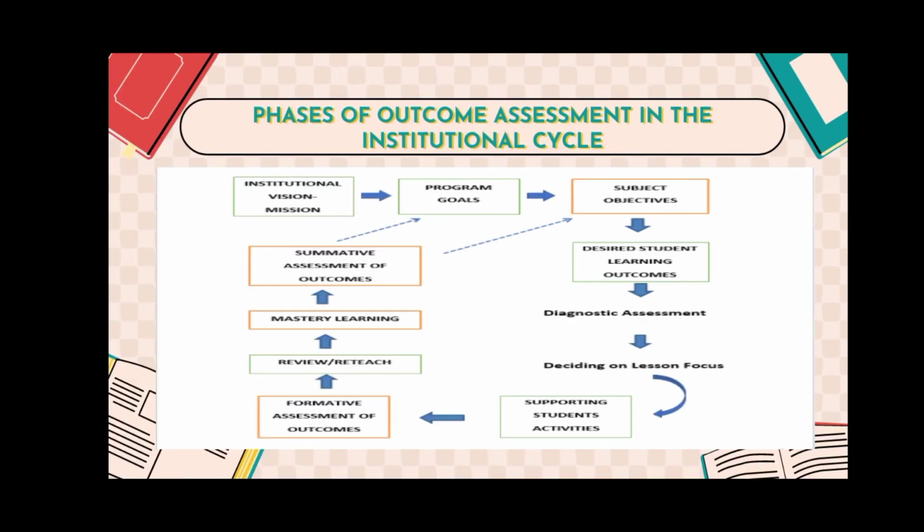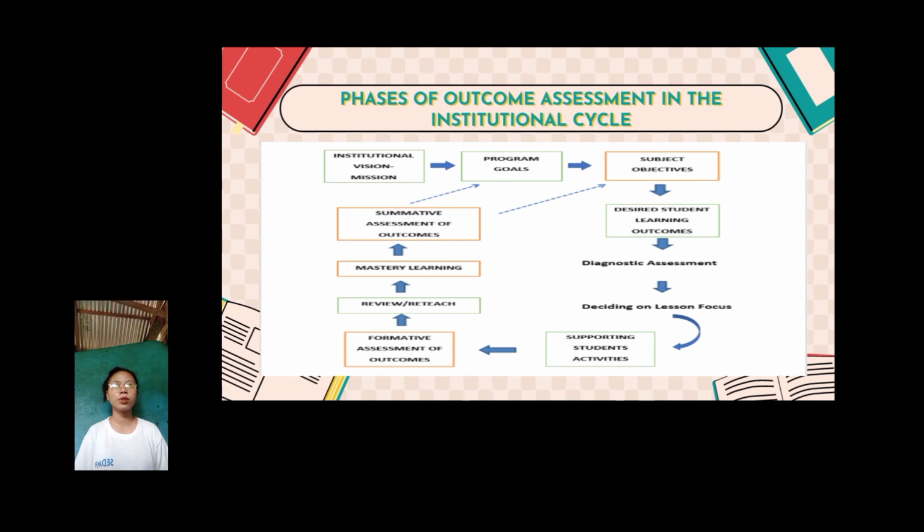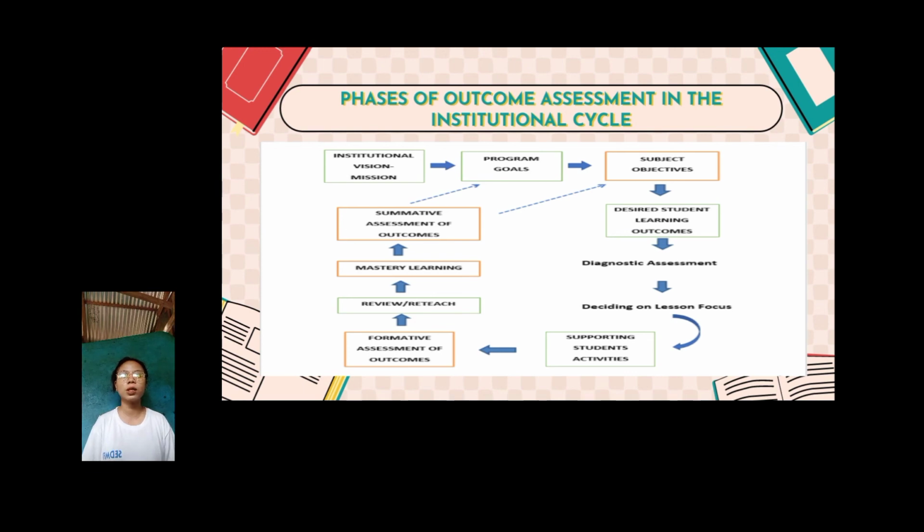Next phase is formative assessment outcome. Formative assessment outcomes refer to a wide variety of methods that teachers use to conduct in-process evaluation of students' comprehension, learning needs, and academic progress during a lesson, unit, or course. So examples of formative assessment outcomes are: what did we do in class? What did I learn today?